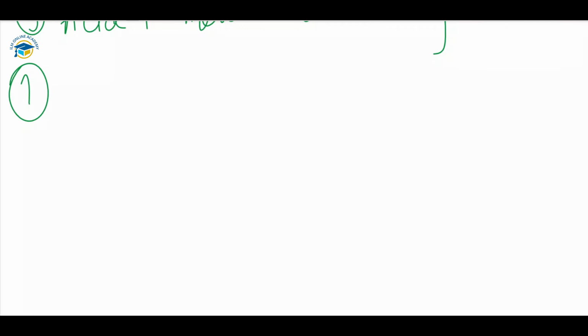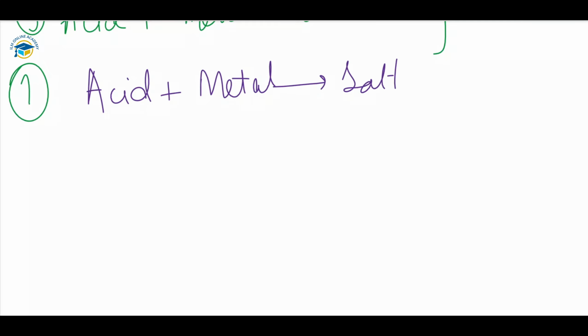So this is the first one. First, I will discuss with you the general equation when acid reacts with a metal. When acid plus metal react together, they produce salt plus hydrogen. So this one is the general equation for the chemical reaction of the acid and the metal.